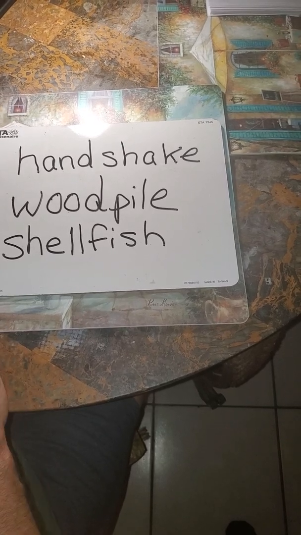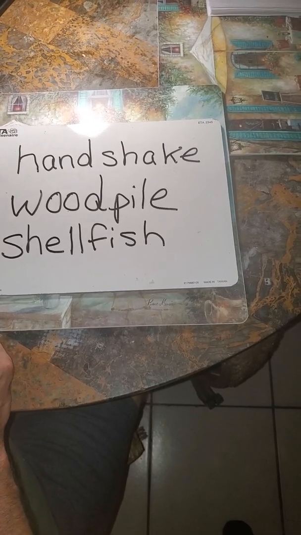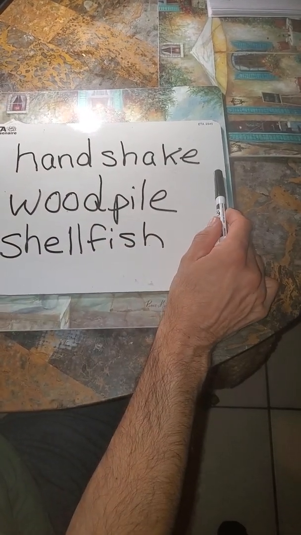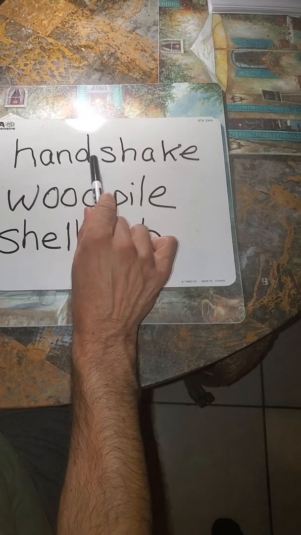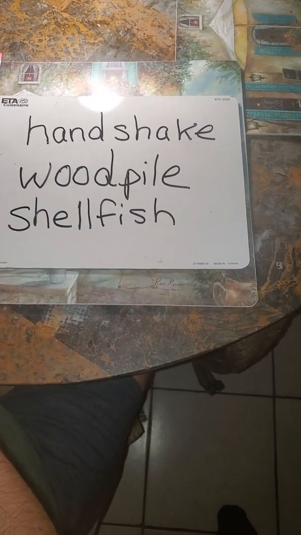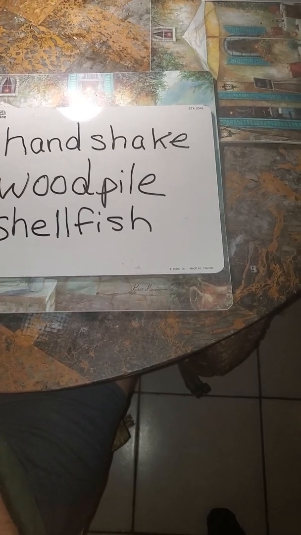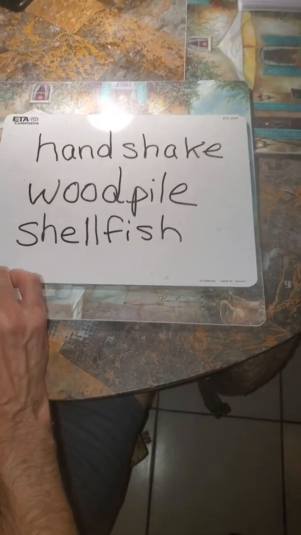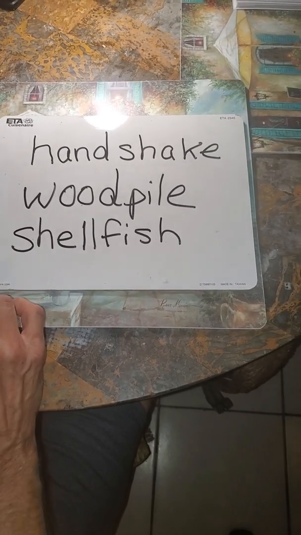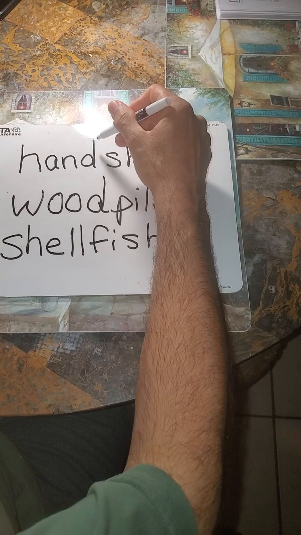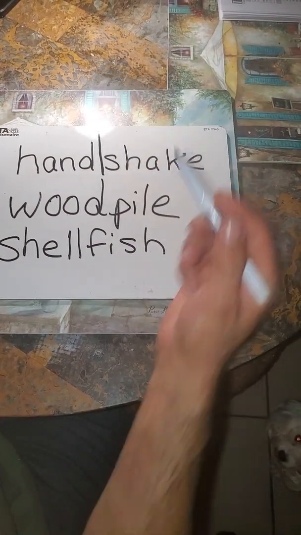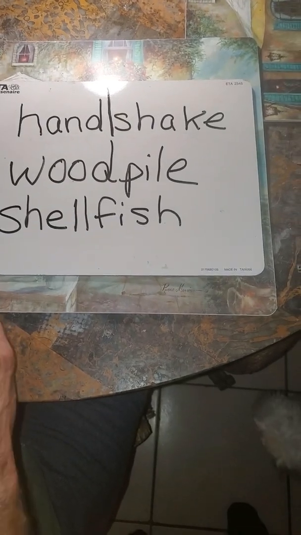Can anyone tell me where to divide the two words in this word? Handshake. That's right, between the D and the S. Those two words will make one word, handshake. Let's go ahead and do a division line right here. Can you see the difference there? All right.